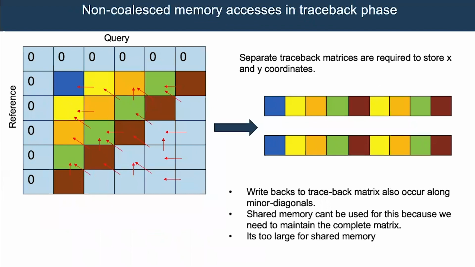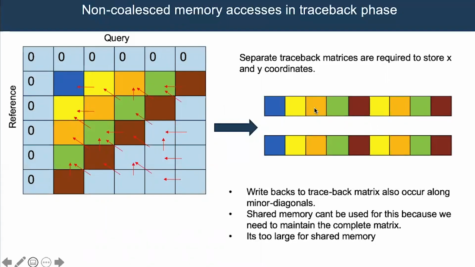But the traceback phase has another challenge as well. That is the storage of the traceback matrices. Now, in the picture, it looks pretty simple to store all these traceback arrows, but in actuality, we have to store two large matrices which have the x and y coordinates of these pointers. Now, we cannot discard parts of this matrix just like we did for the scoring matrix because we need to know all the traceback paths. And for that, obviously, we cannot use shared memory because shared memory is limited and we cannot store all these matrices inside it.